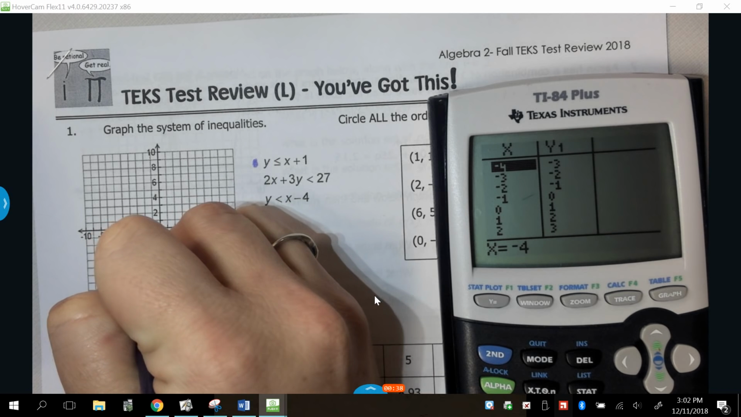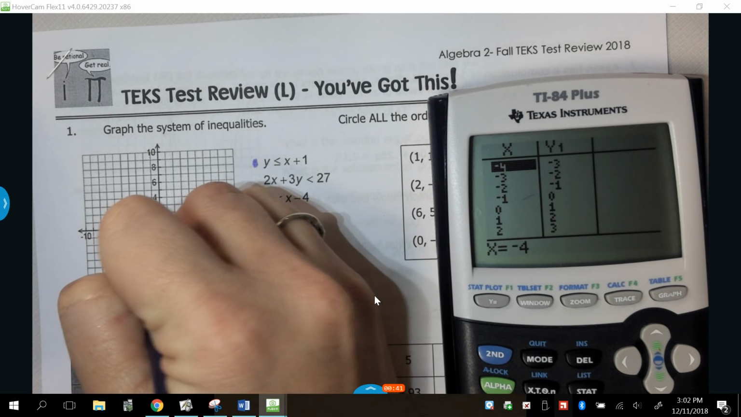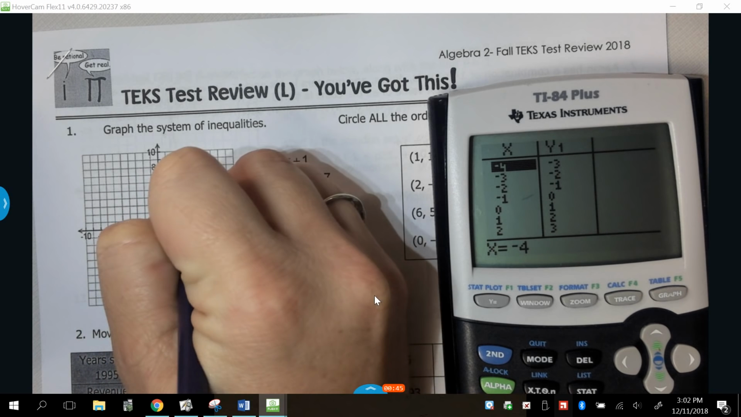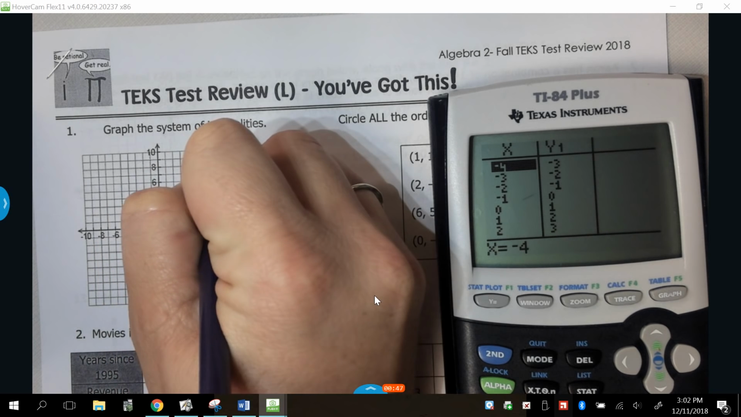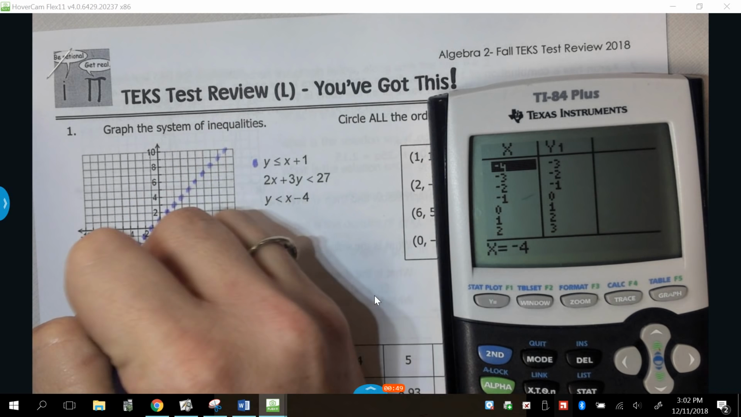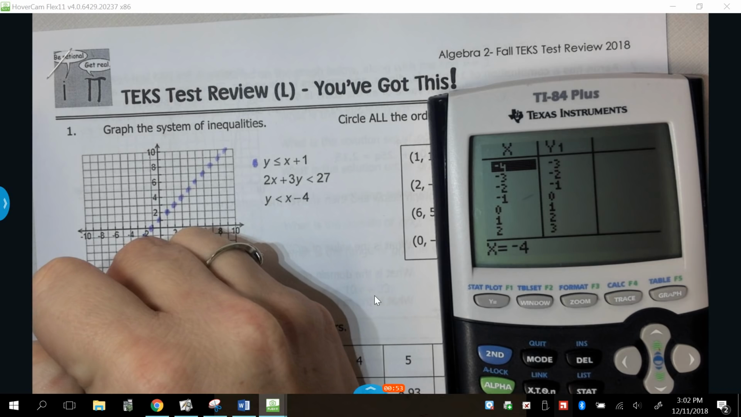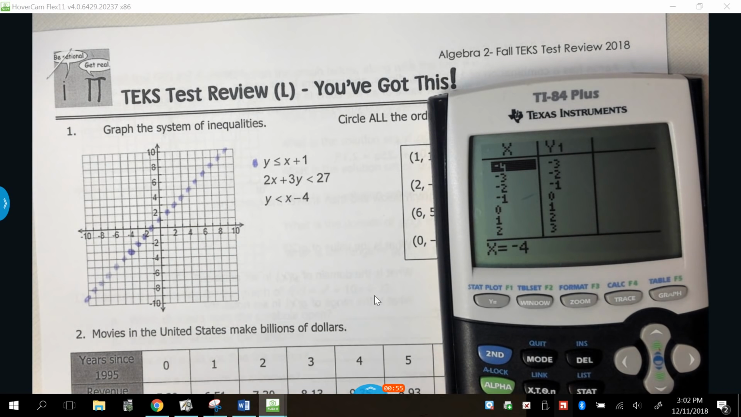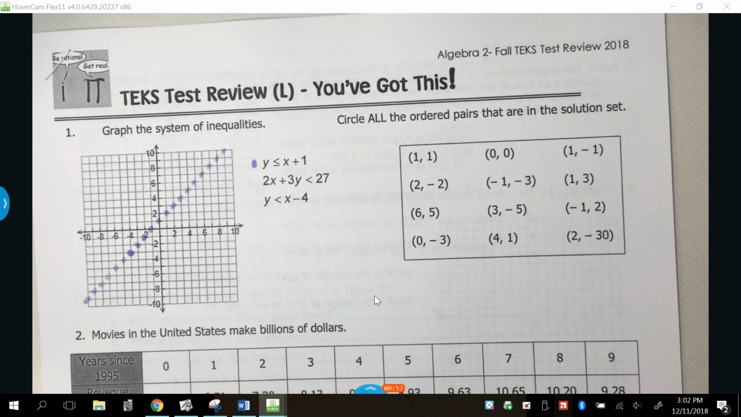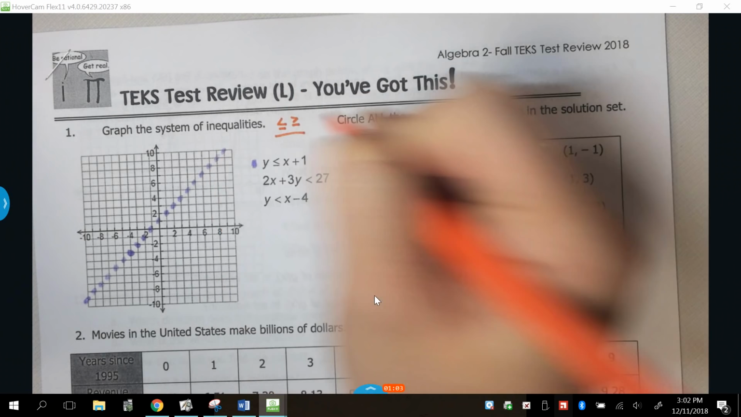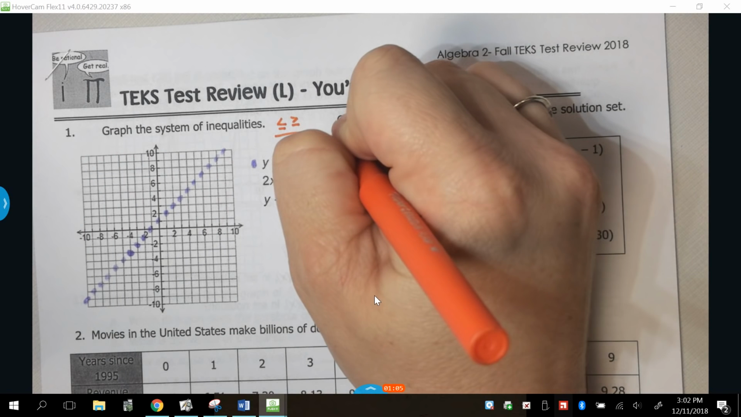And then from there it's going up 1 over 1. So it also goes down 1, left 1. Now, solid line or dashed line. So the big things I need you to remember is that less than or equal to, greater than or equal to have a solid line. And then less than or greater than.